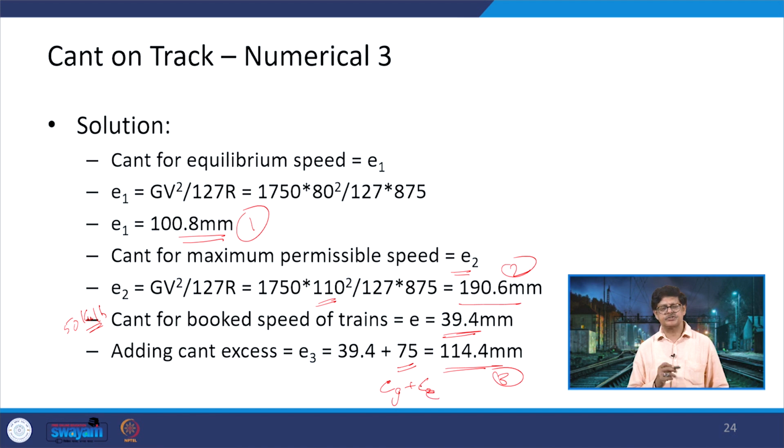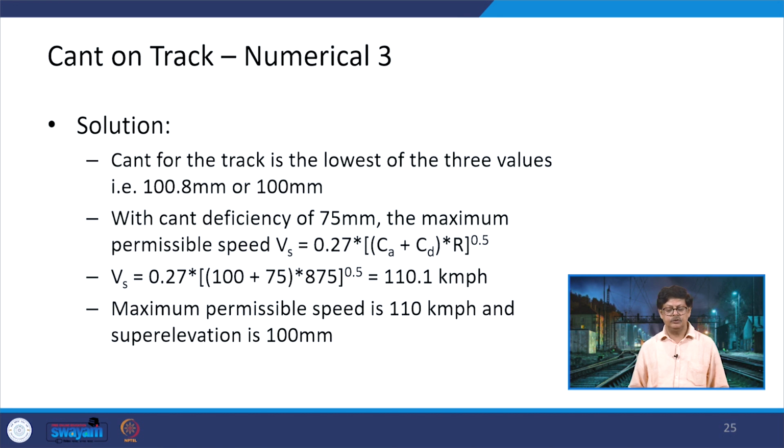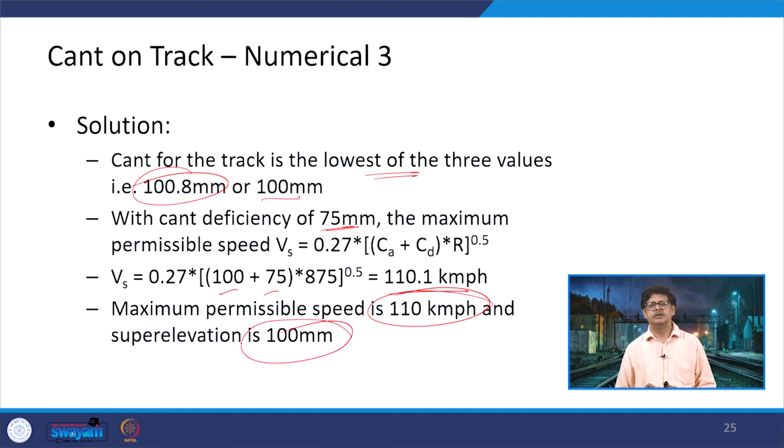If you remember we discussed that this is how we can find out the equilibrium Cant. So, when we have got the three values we take the lowest of the three and the lowest of the three is 100.8 mm being rounded to 100 mm. So, this is the value which we can consider. Now, on this the Cant deficiency can be added. If we add that Cant deficiency 100 plus 75, what we get is 110.1 kilometers per hour. That means the permissible speed can be 110 kilometers per hour with a superelevation of 100 mm. So, this is another way the same numerical can be solved.